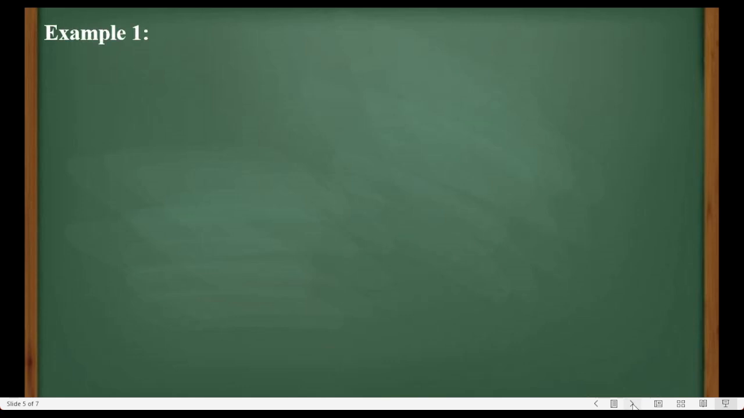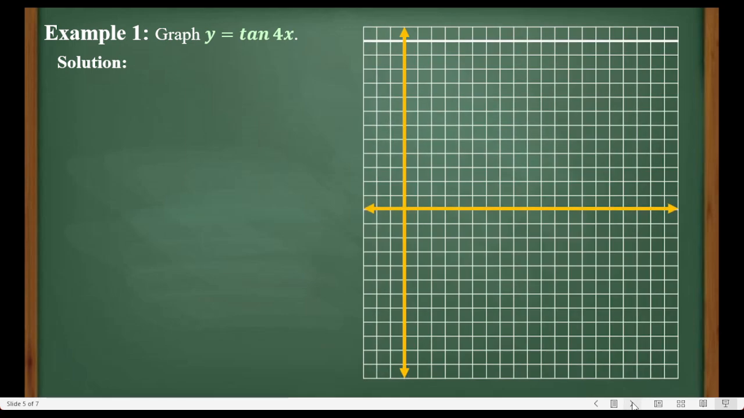Okay? Now let us have some illustrative examples, particularly number 1. Now how do we graph the function y equals tangent of 4x? So for our solution, let us prepare the Cartesian plane or the Cartesian coordinate system. We have the horizontal axis, which is the x-axis, and the vertical axis, which is your y-axis. And we label some coordinates.